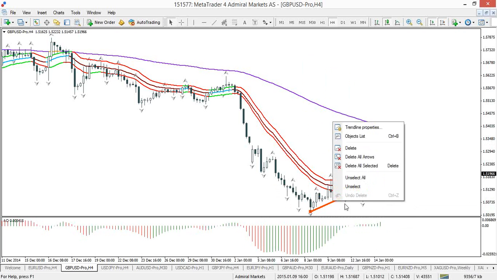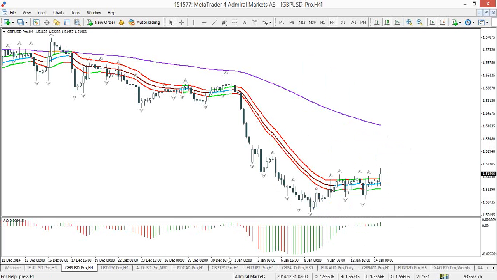Luckily, I had a great pound yen short that made 320 pips, so I'm not all too upset about it. And also the euro yen short, which made 160, so that compensated a lot. We'll take a look at those pairs in a second.